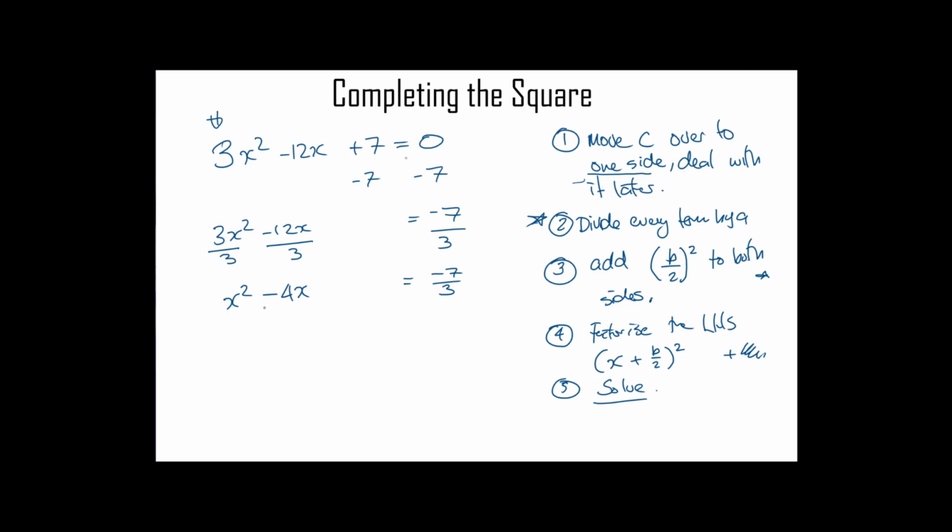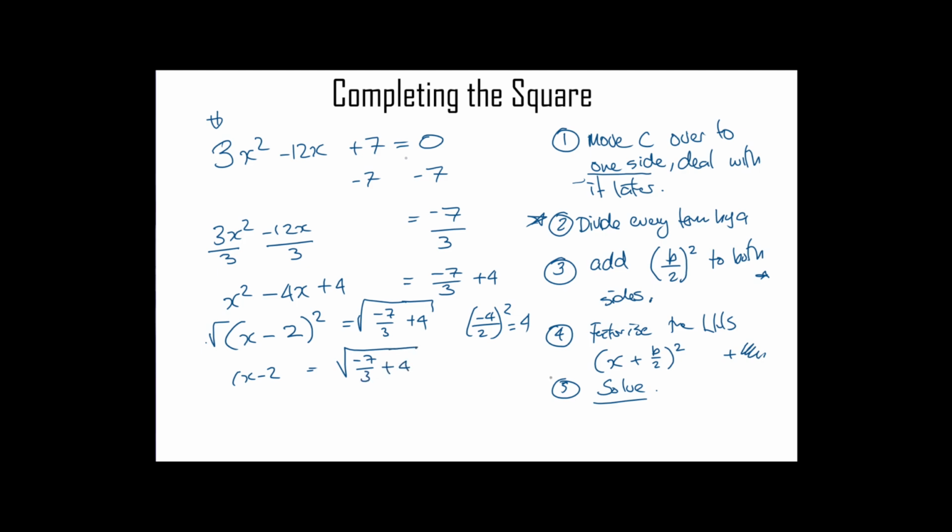So far, so good. Now I'm going to take b here, which is -4. So (-4/2)² is going to be 2², so that's going to be positive 4. Then that's going to factorize as (x - 2)² = -7/3 + 4. I'm going to take the square root of both sides. So I've got x - 2 equals the square root of -7/3 + 4. That's a positive number, so that's not going to be imaginary. It's going to be plus or minus that.